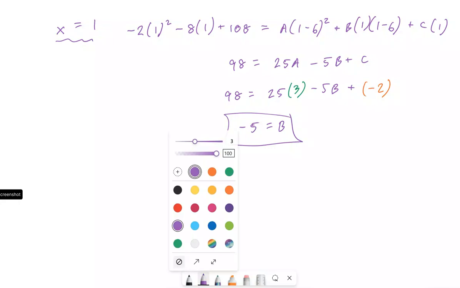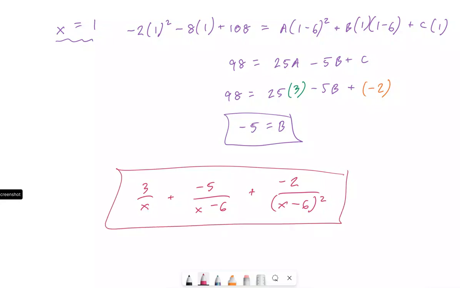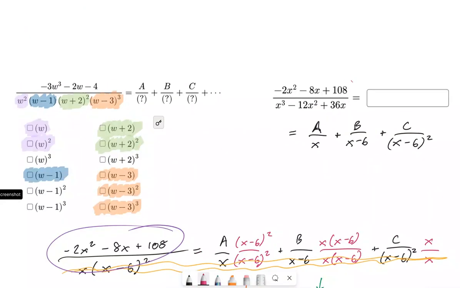And now I'm ready to write the fraction as a sum of partial fractions. You get 3, which was my a value, negative 5, which was my b value, and negative 2, which was my c value. Remember to line these up with the correct fractions. This is the sum of partial fractions representing that original fraction way back here.